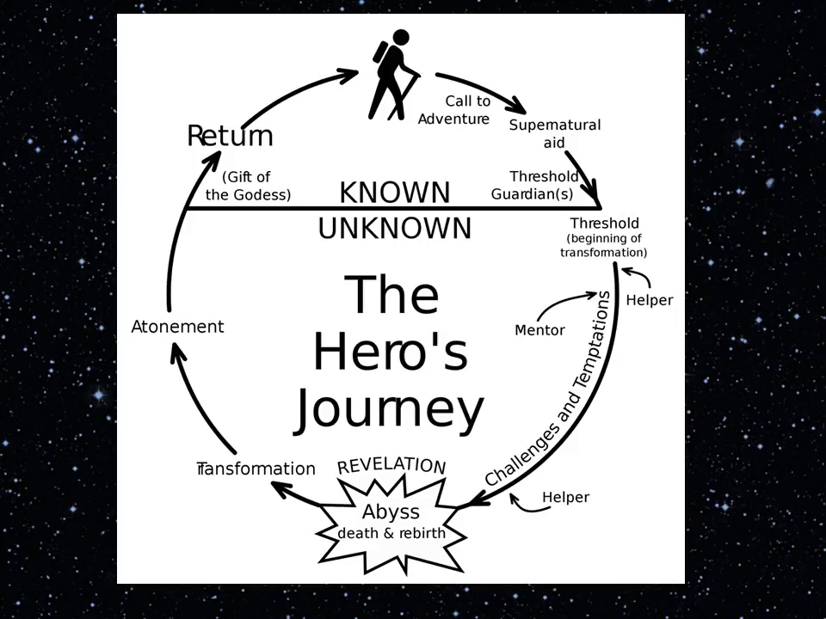So at the top you've got the known, that's the hero's home, if you will, and at the start there's the call to adventure. There's usually some kind of supernatural aid, and then they cross a threshold, and we're going to talk about this. When they cross the threshold, they move into the unknown, and then lots of things happen to them. There's usually some kind of mentor, there's helpers, there's challenges, temptations. There's usually some kind of climax there at the bottom, the abyss. Something really big happens to them. They have some kind of revelation. There's a transformation that follows. There's maybe some kind of atonement. And then in the return phase, they come back to the known. So this will make a little more sense when we look at Star Wars.